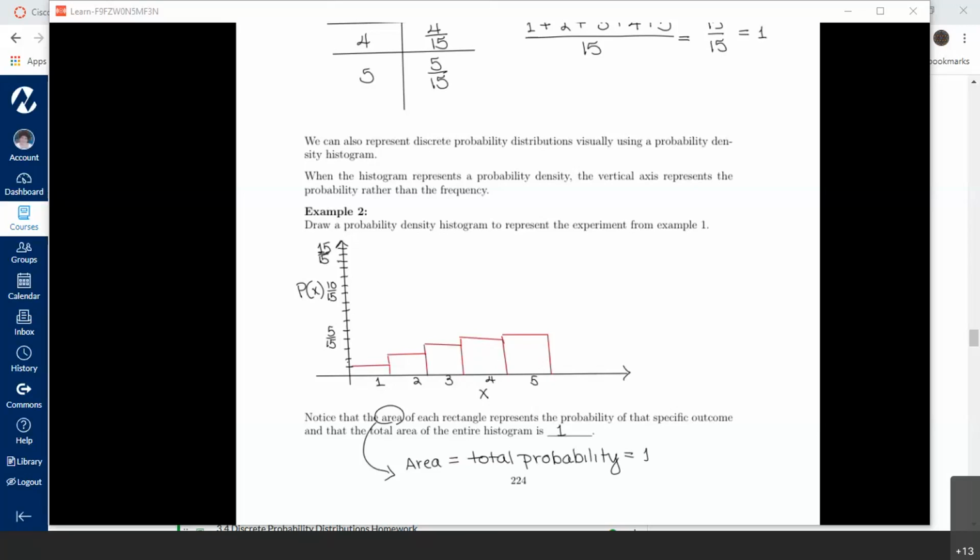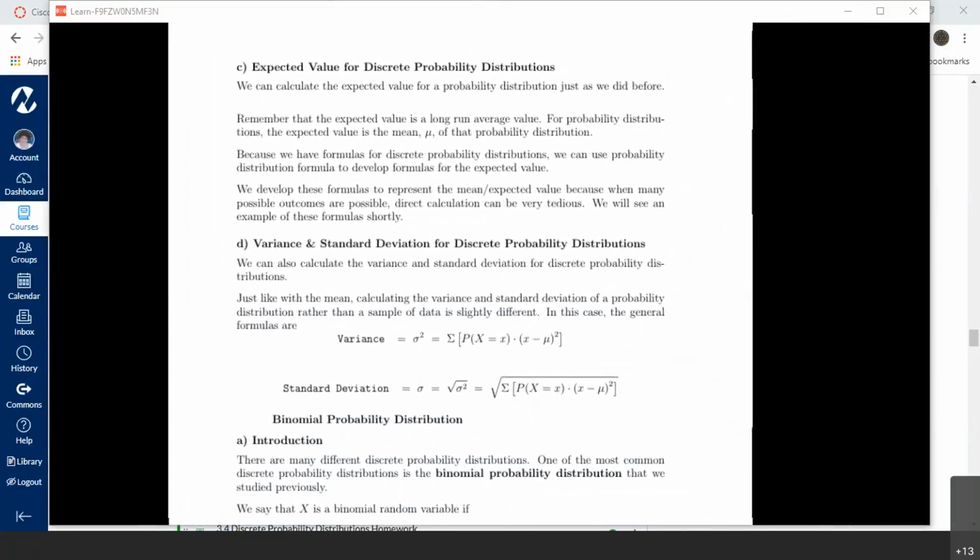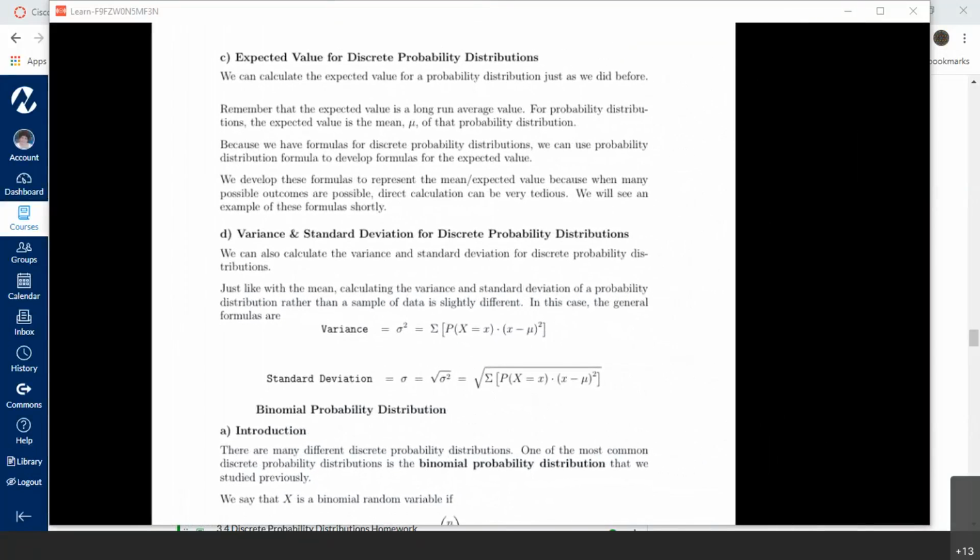Which again equals 1. Okay, and that's going to be a general consideration as we look at all of these. Another thing I've mentioned a couple of times is this idea of expected value. Again, I'm not going to read this to you, but what you want to think of it as is a long-run average value.